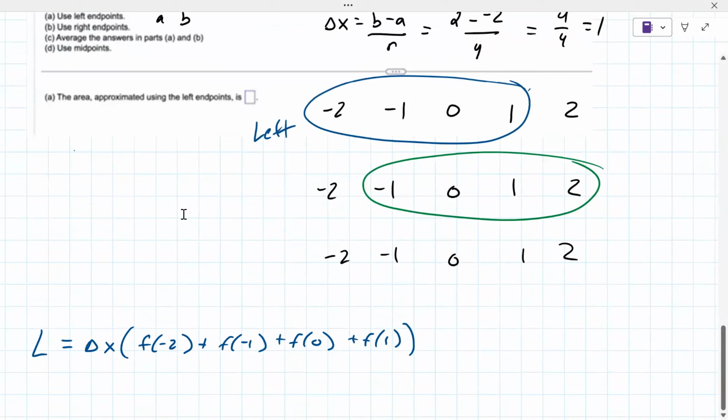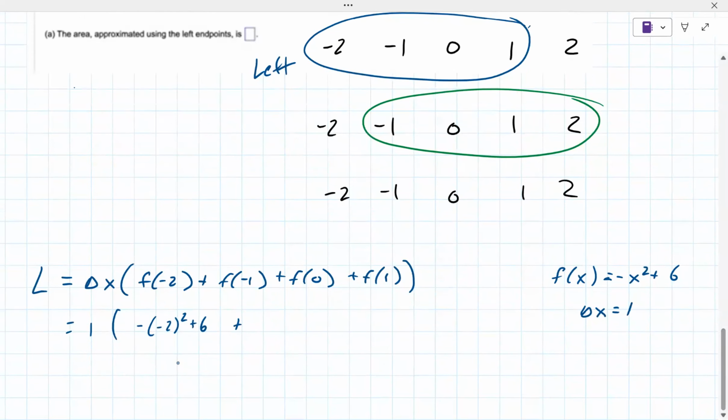Now this looks way more complicated than it actually is because the function is -x² plus 6, and we know that delta x is 1. We just computed that. So it's 1 times, and then we're just putting -2 in for this. So it's negative parentheses -2 squared plus 6. That's f of -2, plus -1 squared plus 6. That's f of -1, plus -0 squared plus 6, plus -1 squared plus 6, like that.